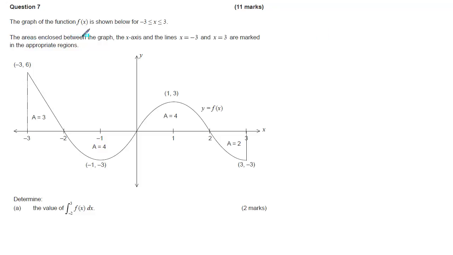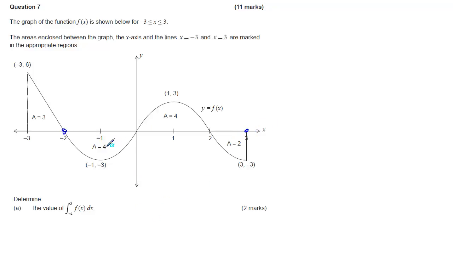The graph of the function f of x is shown below for values of x between -3 and 3. The areas enclosed between the graph, the x-axis and the lines x equals -3 and x equals 3 are marked in the appropriate regions. We want to determine the value of the integral from -2 to 3 of f of x. So that's going from here to here.